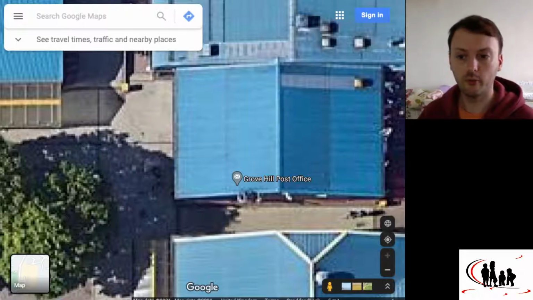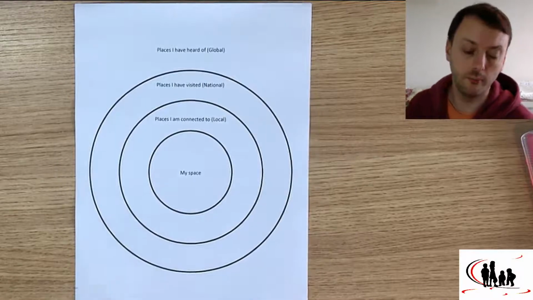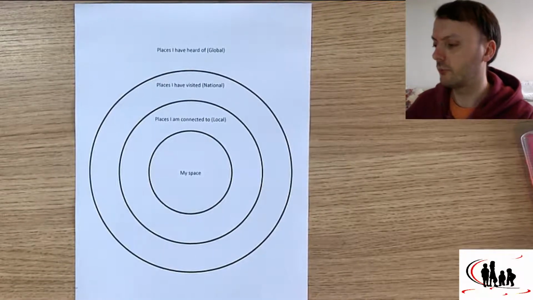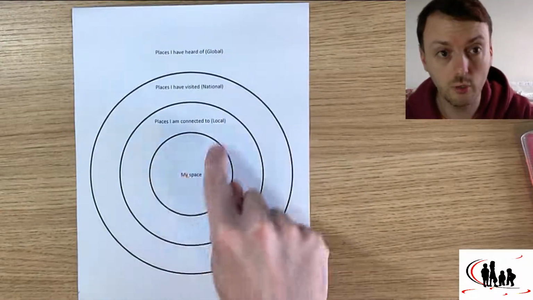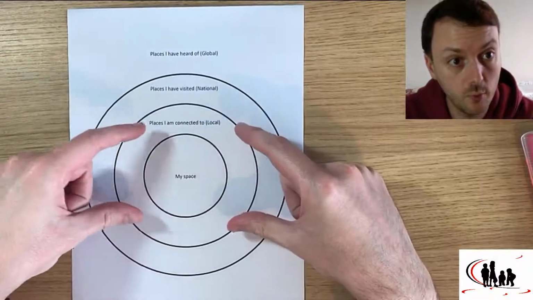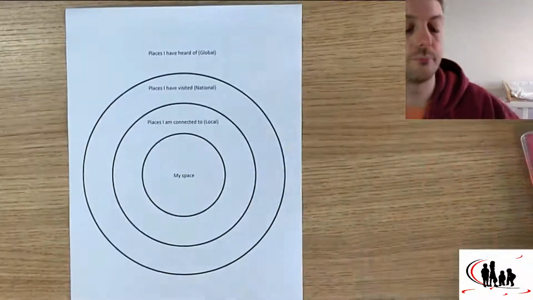So what are we going to do next? We're going to do two pieces of work today. In the first one, we're going to do this. Now, this diagram is made up of concentric circles. That means circles within circles within circles, because it shows that each type of geography is within and part of the one that comes out of it.